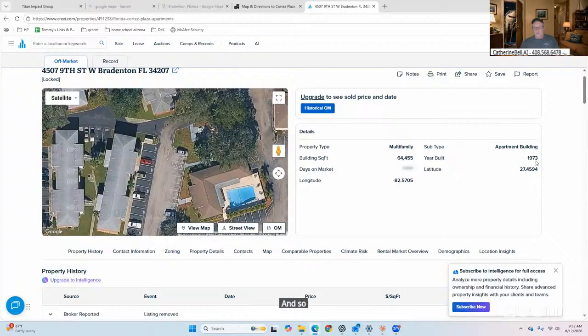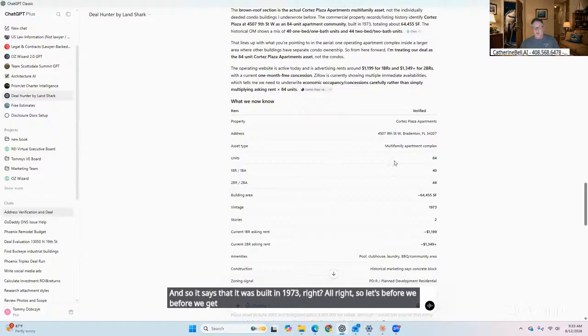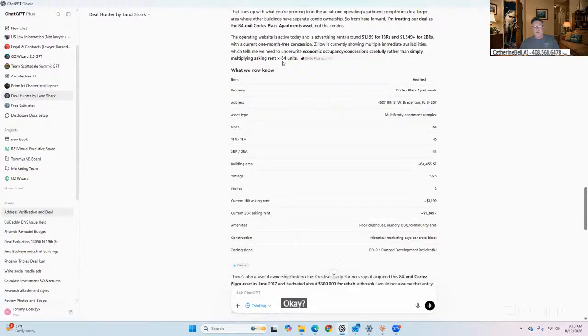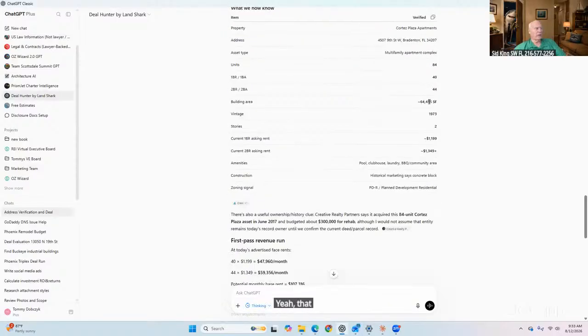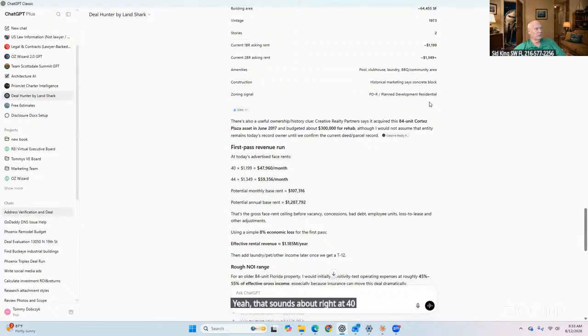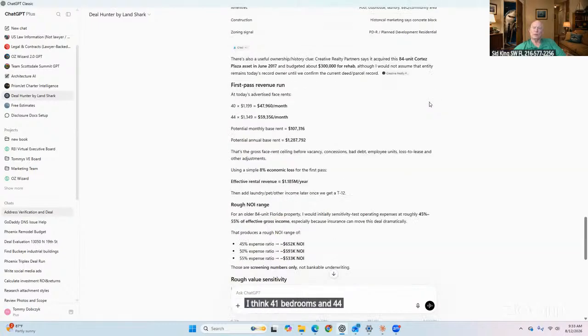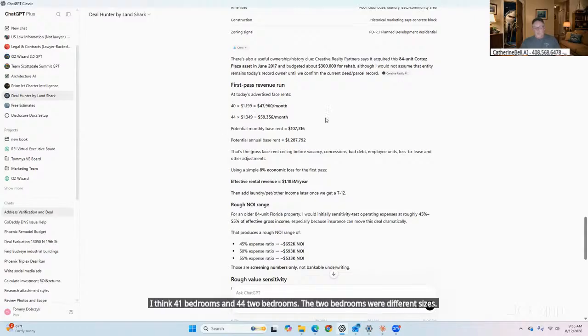And so it says that it was built in 1973, right? All right, before we get crazy here, let's see. It pulled all that information from here. Now it says that it's an 84 unit. Is that right? Yep, that is. Is it one bedroom, two bedroom units between 1200 and 1400? Yeah, that sounds about right. I think 41 one bedrooms and 44 two bedrooms. The two bedrooms were different sizes, but 40 of them are one bedroom, 44 of them are two bedroom, according to the first pass revenue run.